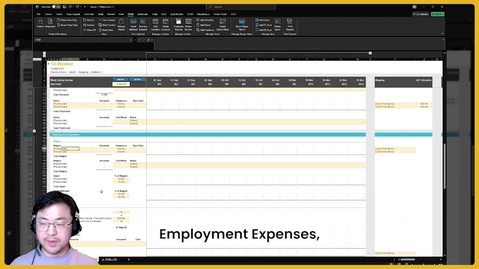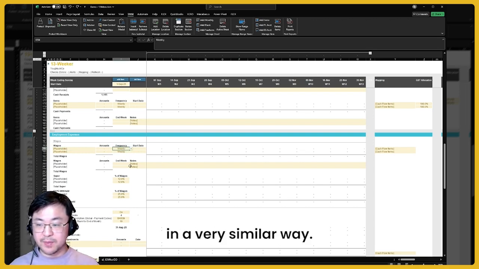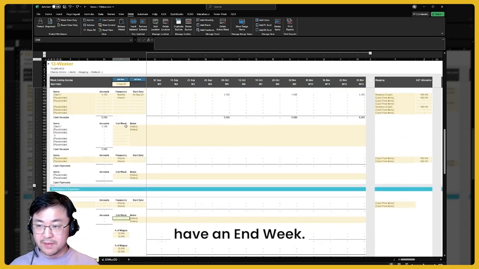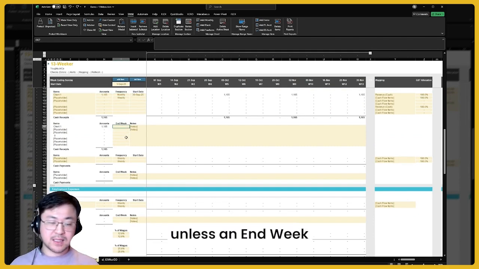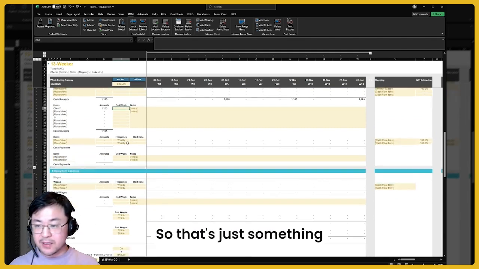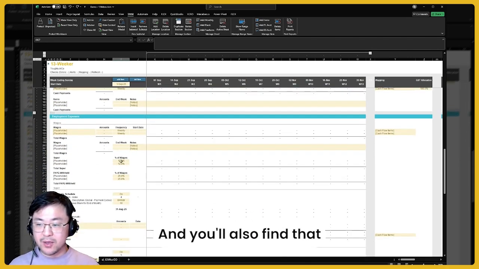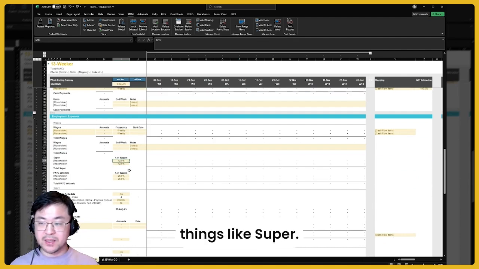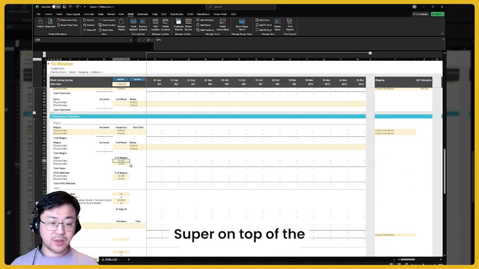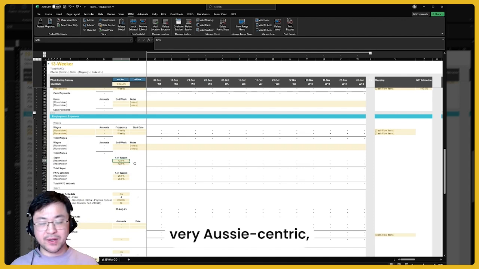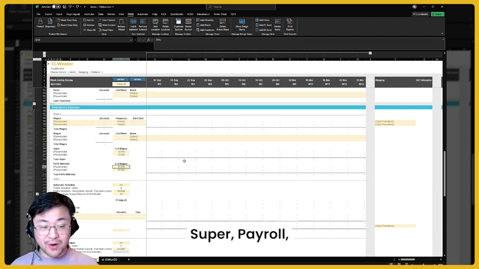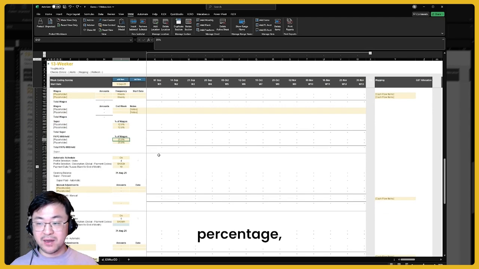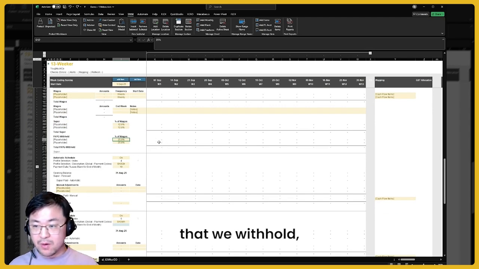And then employment expenses, it's built in a very similar way, and all items have an end week. So by default, they will continue unless an end week has been provided. So that's just something of note. And you'll also find that we manage things like super, so calculating super on top of the payment, again, very Aussie-centric. Super, payroll, PAYG withholding percentage that we withhold.